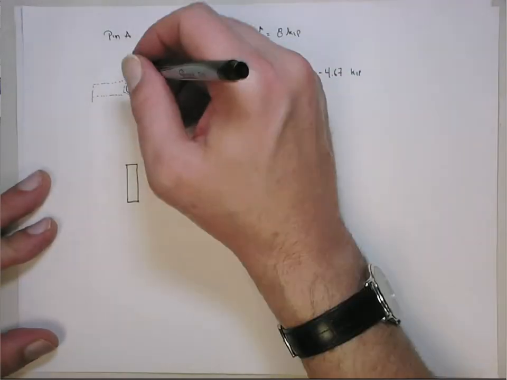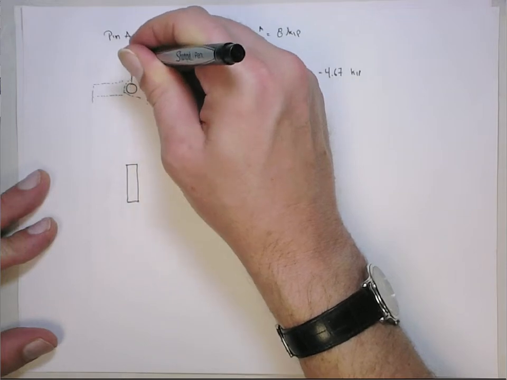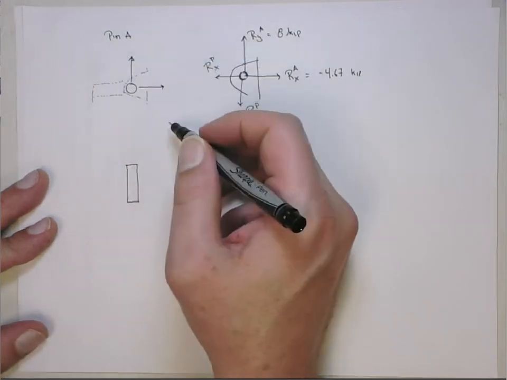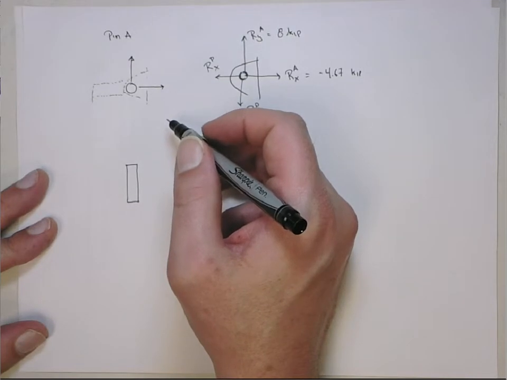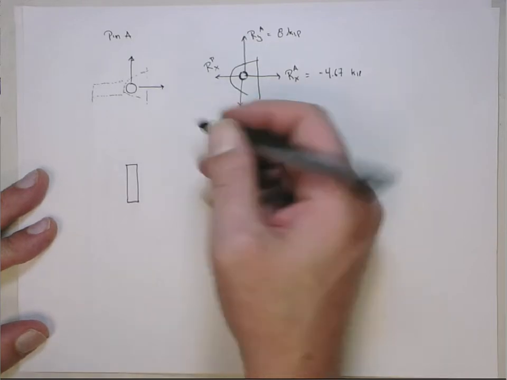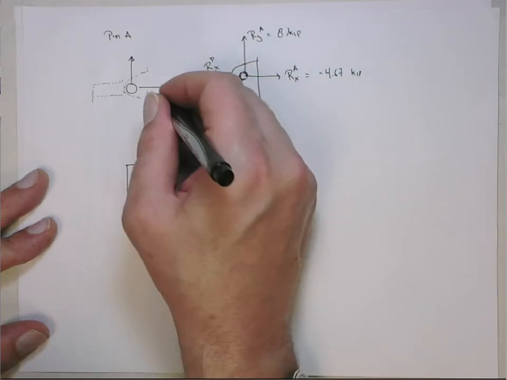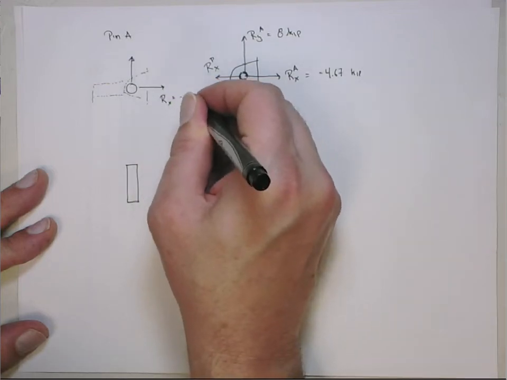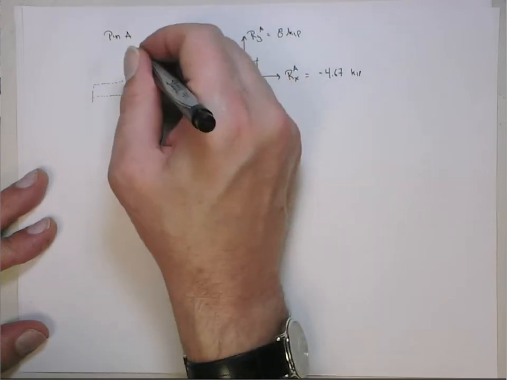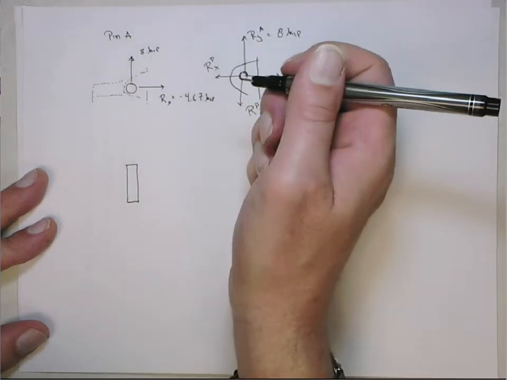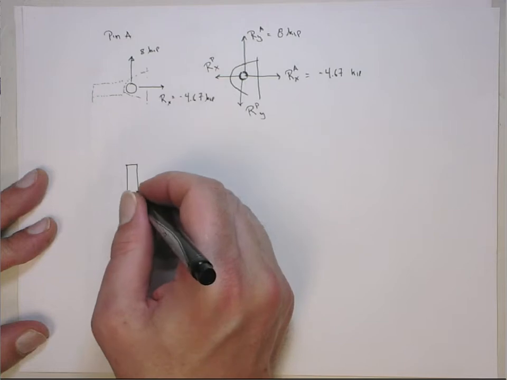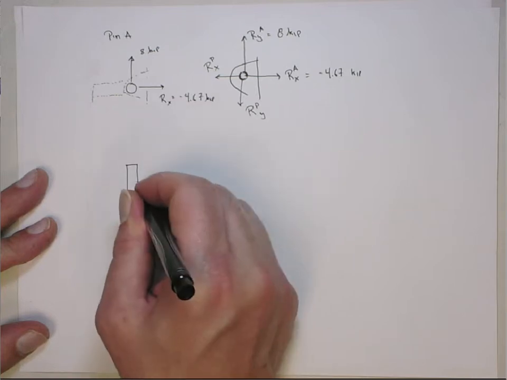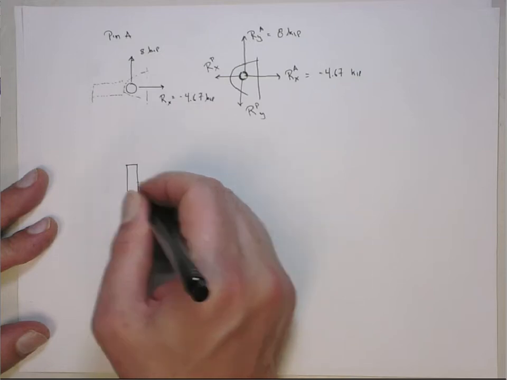So if we look at pin A, we have the reaction components. This is the bracket acting on A. This is the minus 4.67, and this is the 8 kip. If we looked at the bracket, those actually act on this bottom view. The bracket kind of is over on this lower side, so these act this way and into the board.